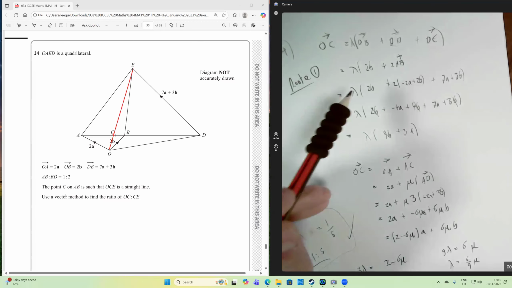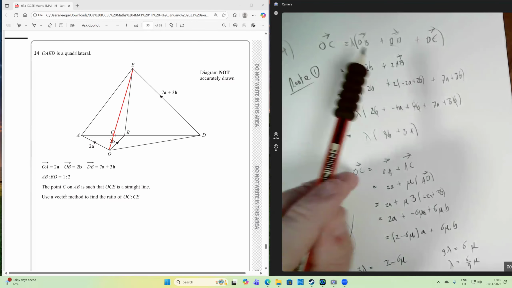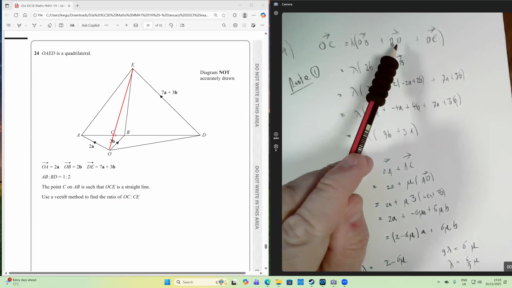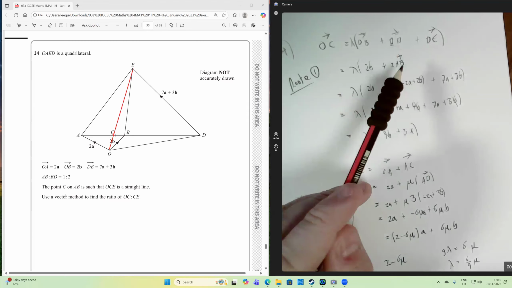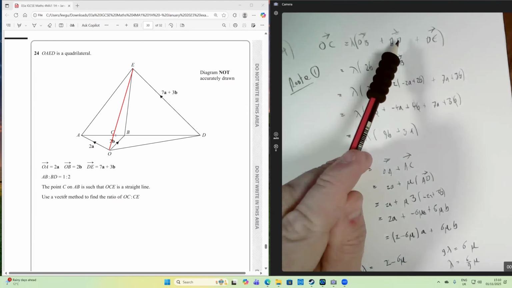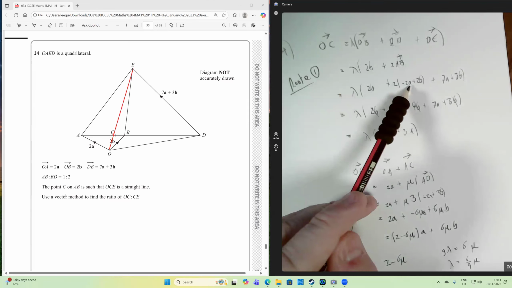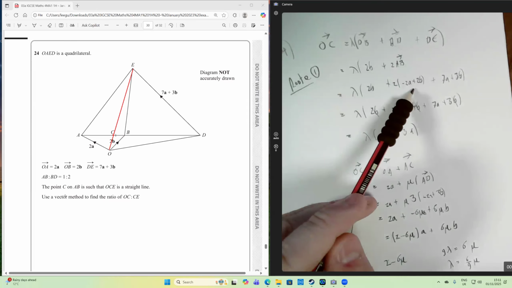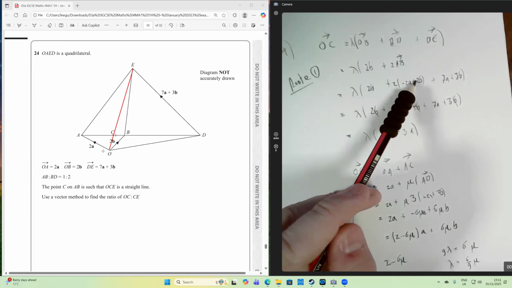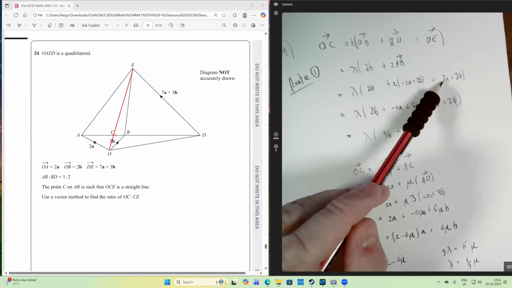So what do we know? O to B is 2b. We know that B to D, because we're told that the ratio of AB to BD is 1 to 2, is two lots of AB. And going from A to B is going to be minus 2a plus 2b. So minus 2a plus 2b. And then finally, D to E, we're told, is 7a add 3b.